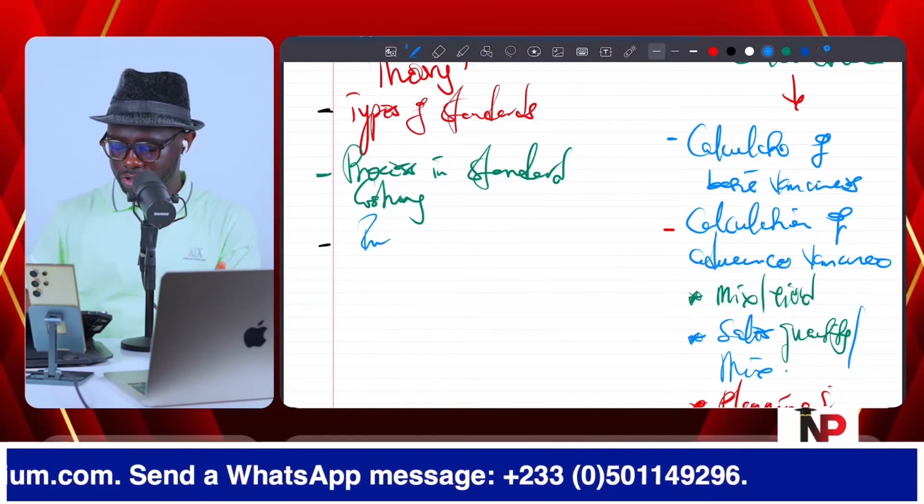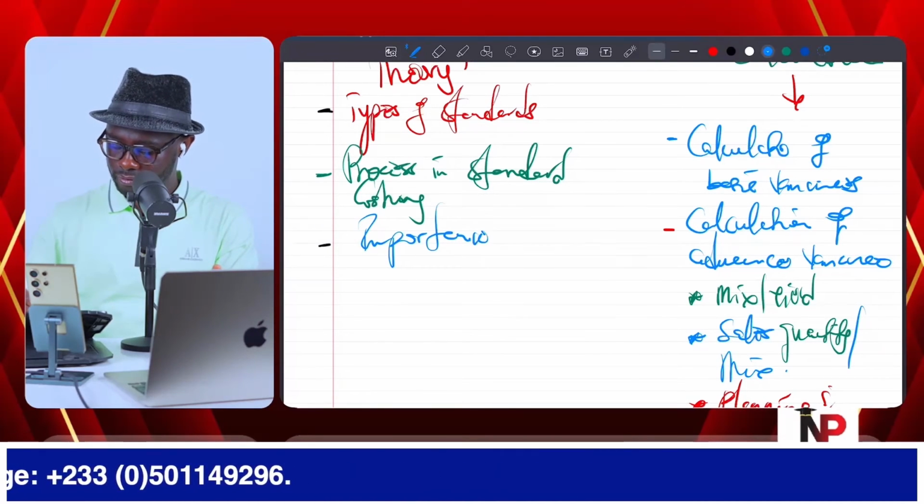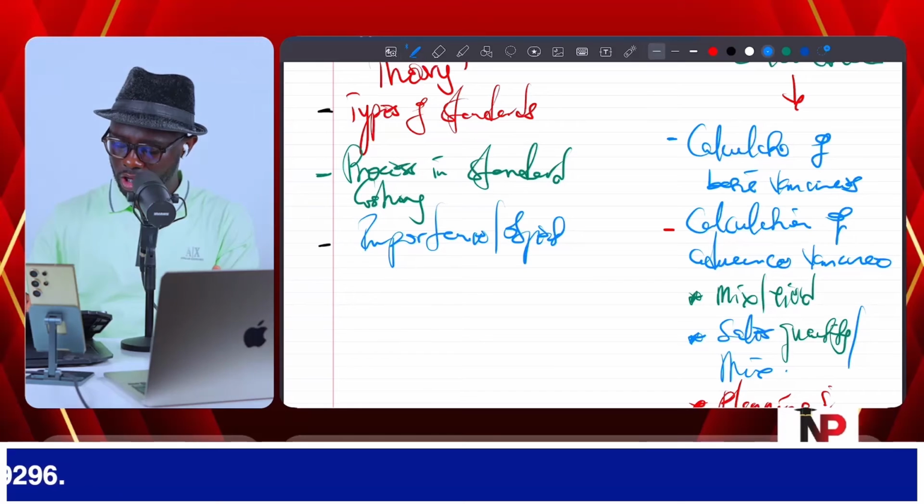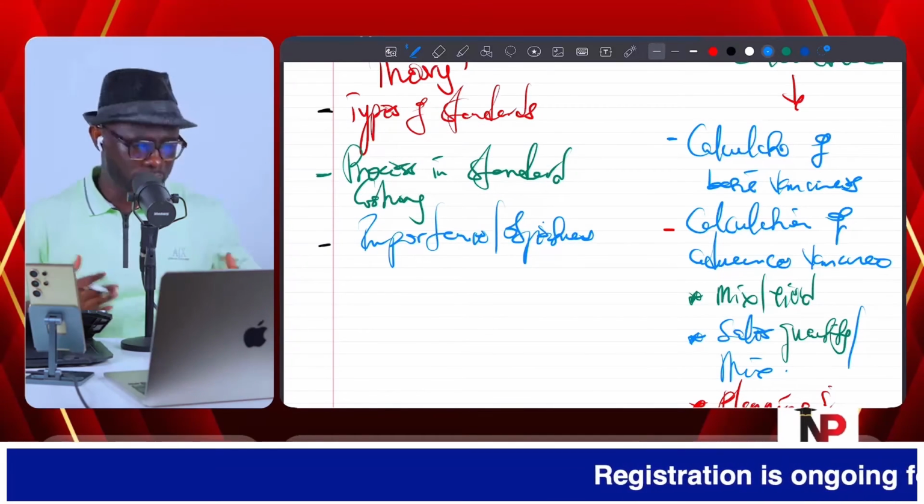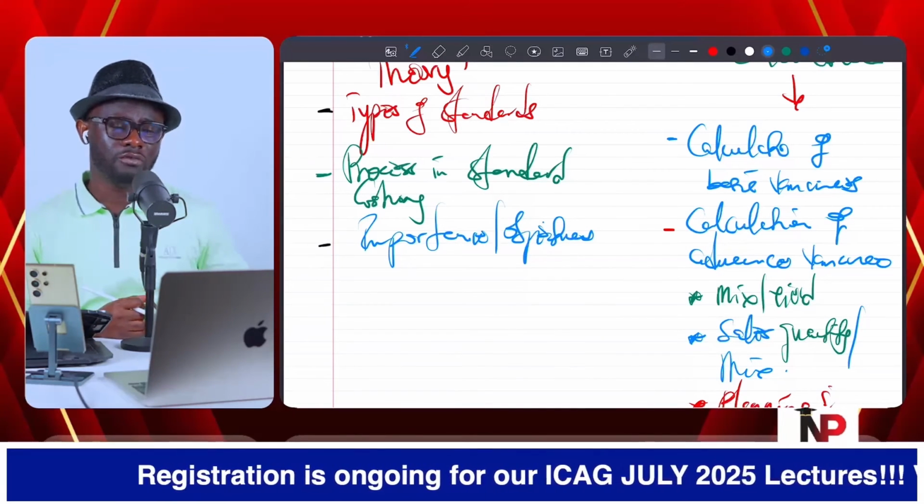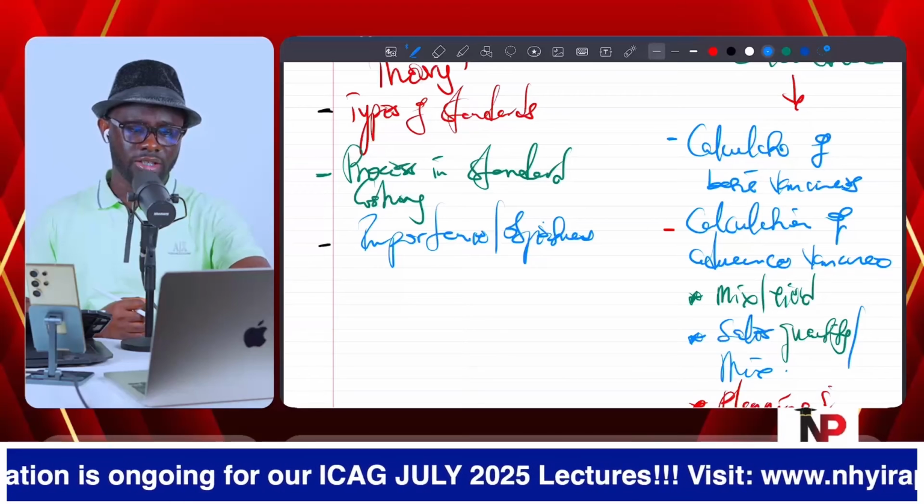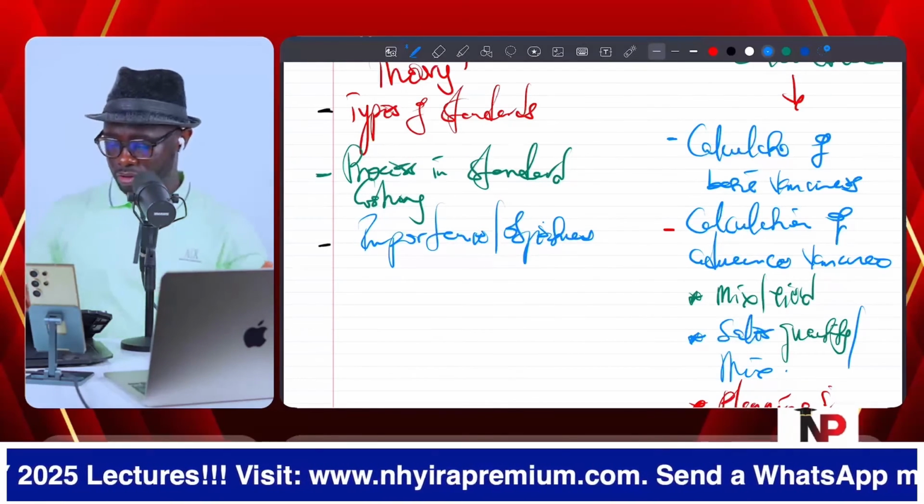Then the importance or objectives of standard costing. What do we use it for? It helps in stock evaluation. It helps in identifying efficient and inefficient areas in the entity's operation and all of those things. So you must understand the importance there.